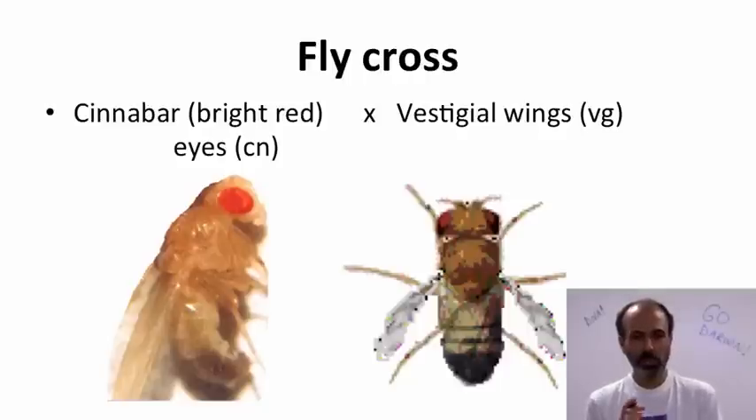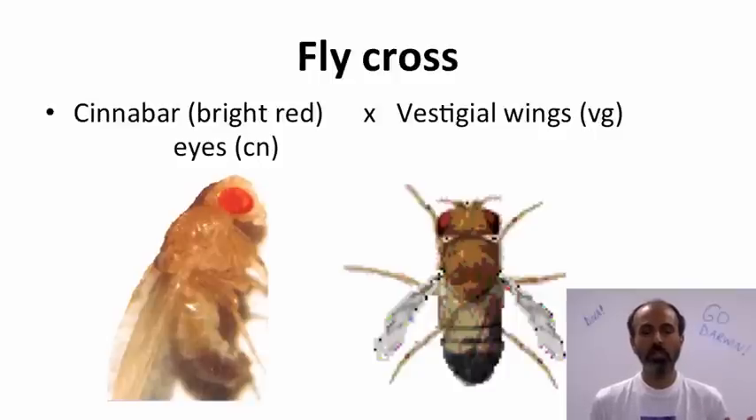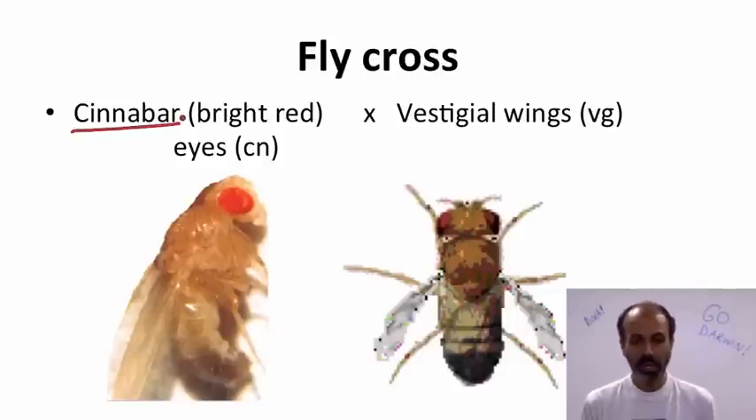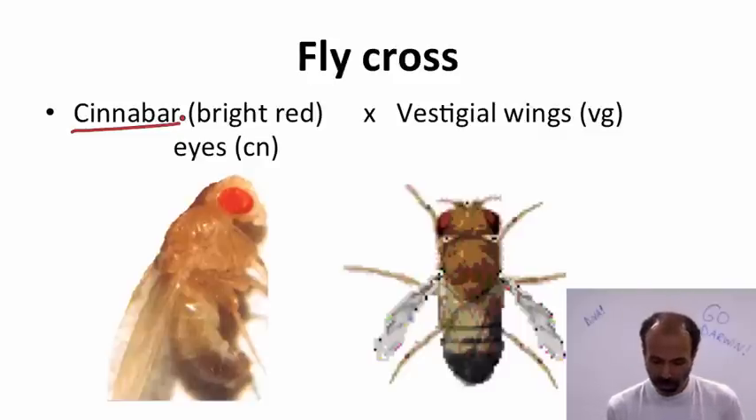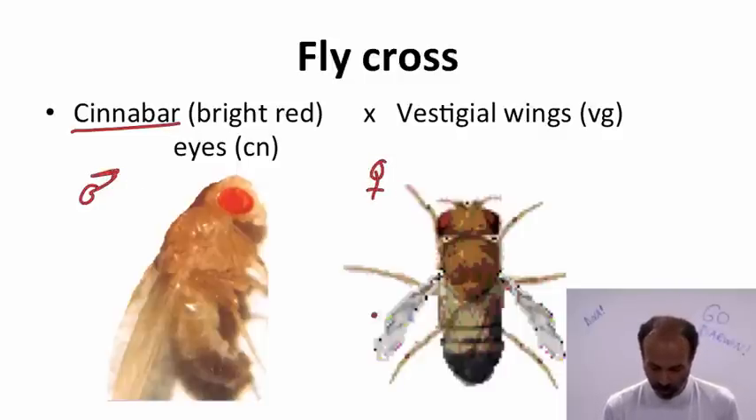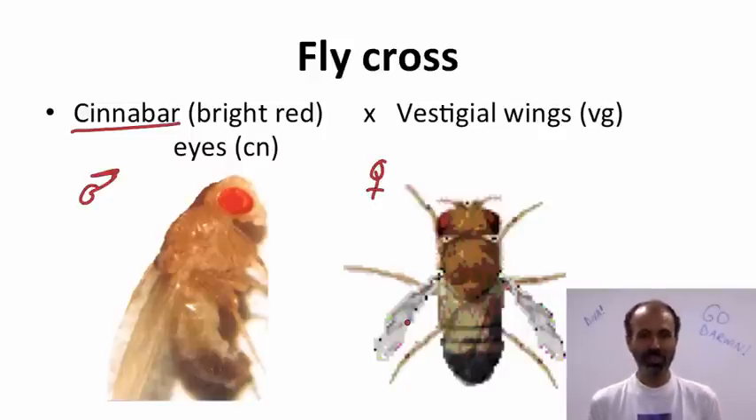So let's look at this using this particular fly cross. Here we'll be crossing flies that are mutant for one gene to flies that are mutant for another gene. So let's start with these ones on the left. These ones have cinnabar, or bright red eyes. This is different from the standard fly eyes, which are more of a dull red. And let's say we're crossing males to females that are vestigial. Vestigial has shriveled up wings rather than the normal full-length, beautiful Drosophila wings.